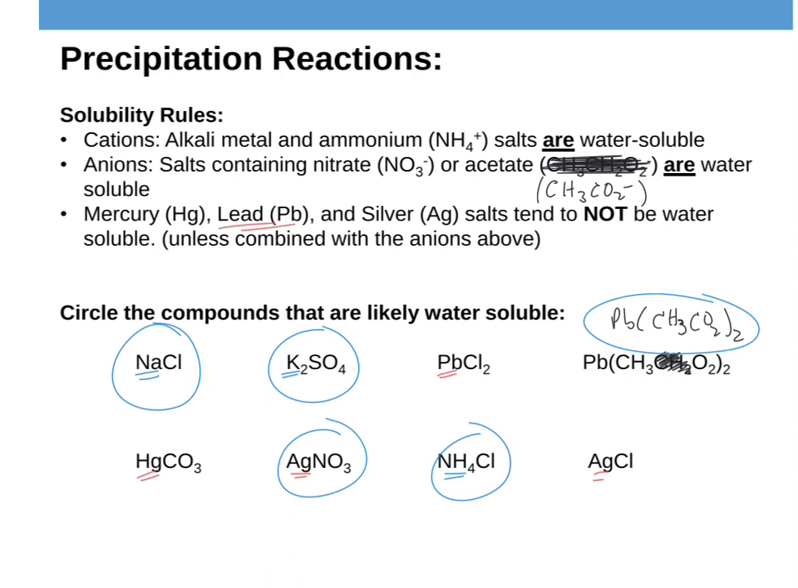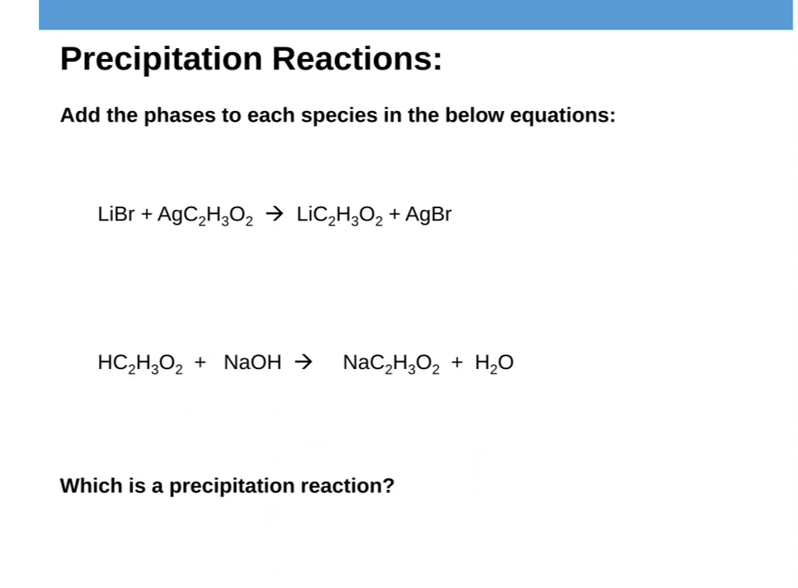Again, I don't expect you to memorize the solubility of everything. If I ever give you any examples that diverge from these three rules up here, I will give you solubility tables, and I will tell you very explicitly whether or not it's soluble. There's no reason why you have to just memorize a bunch of trivia about things that are soluble and things that are not. So for practice, I just want you to add the phases to each of these species.